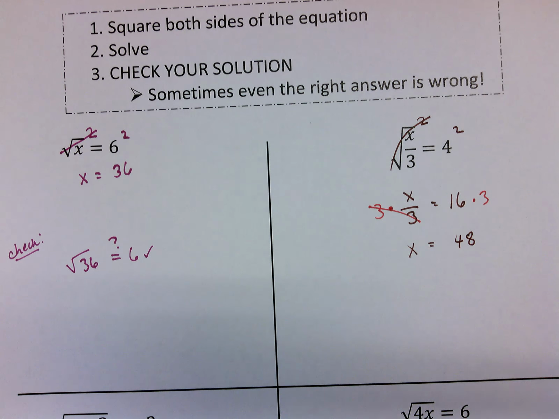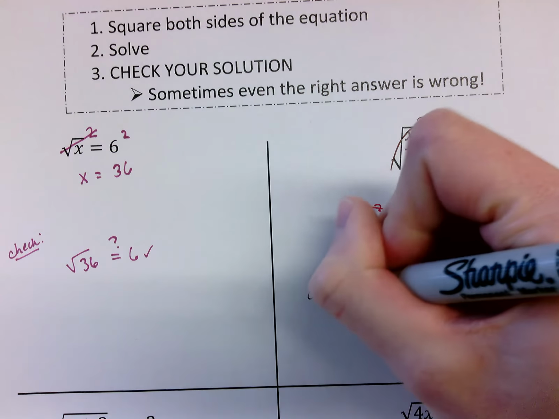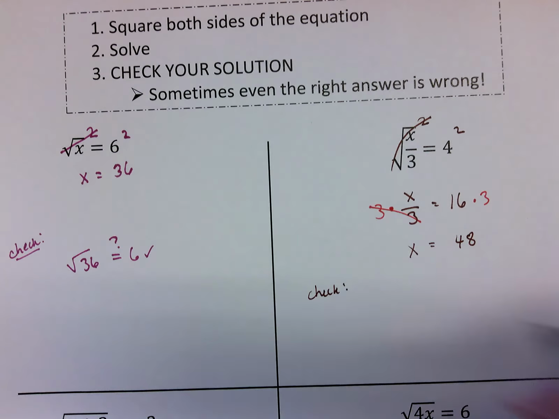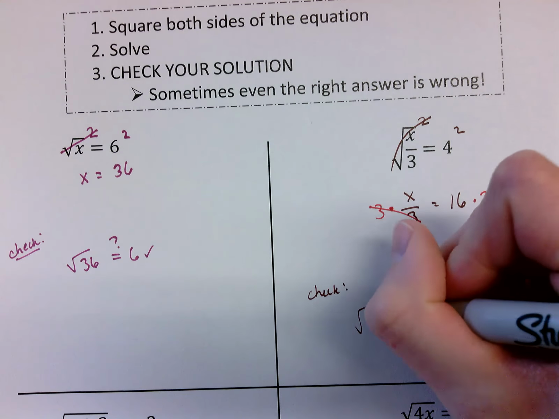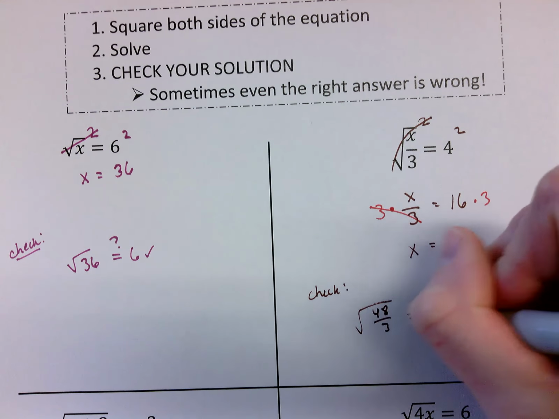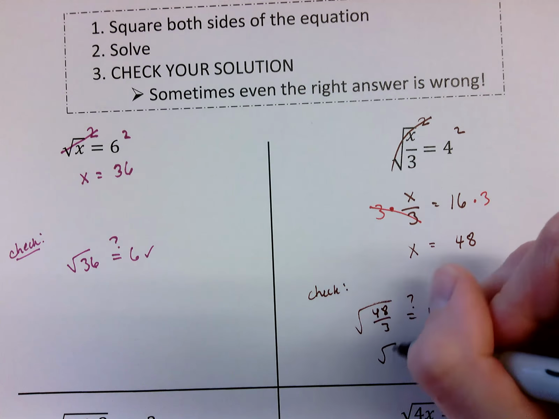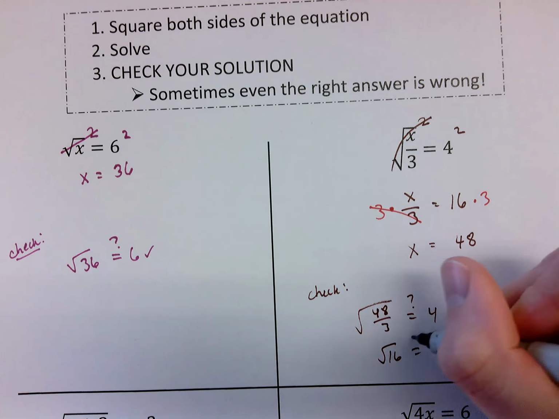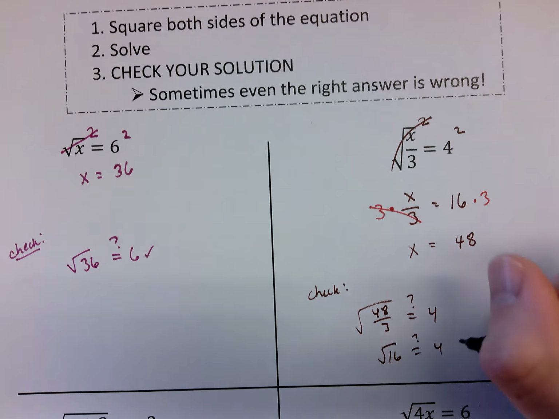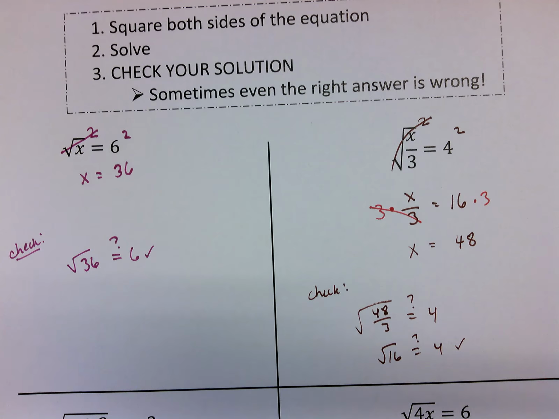All right, great. So now let's go ahead and check our answer. I want to know the square root of 48 over 3. Does that equal 4? Well, 48 divided by 3 is 16. So does the square root of 16 equal 4? Yeah, that's true. The square root of 16 is 4. Okay, so we're good.